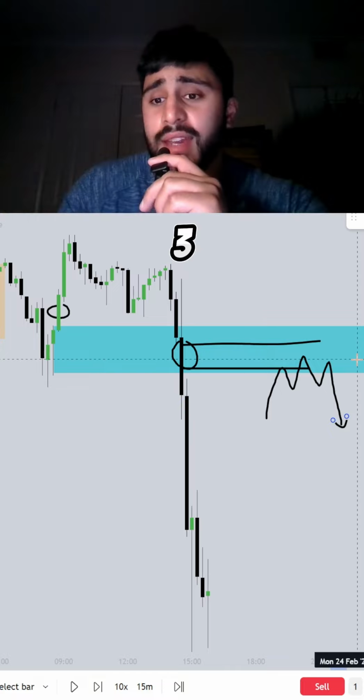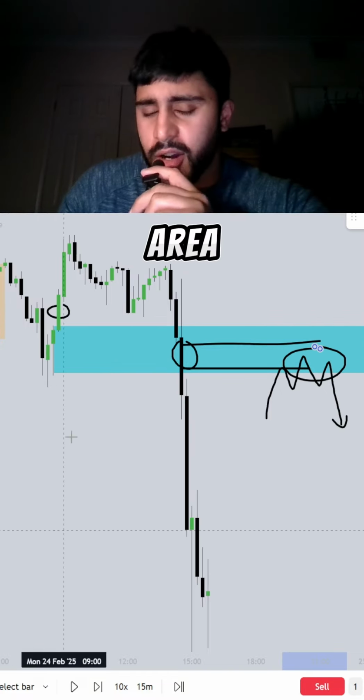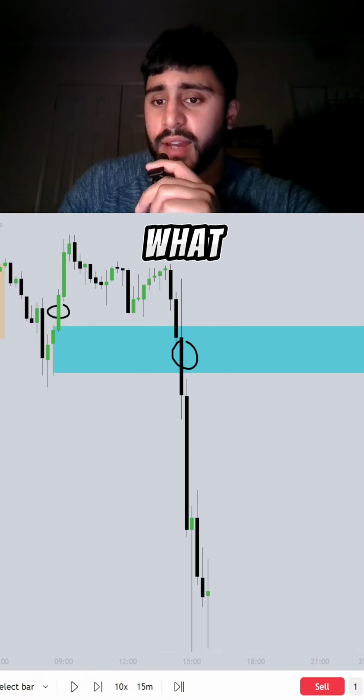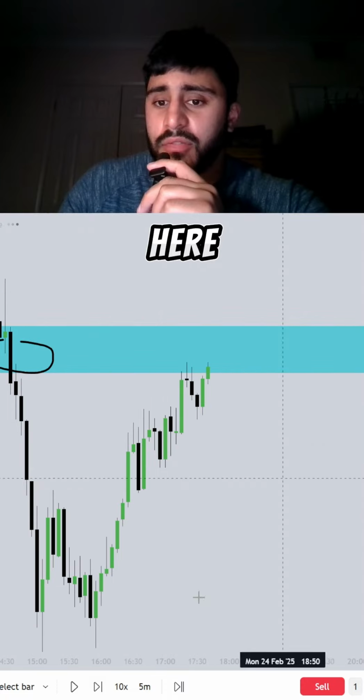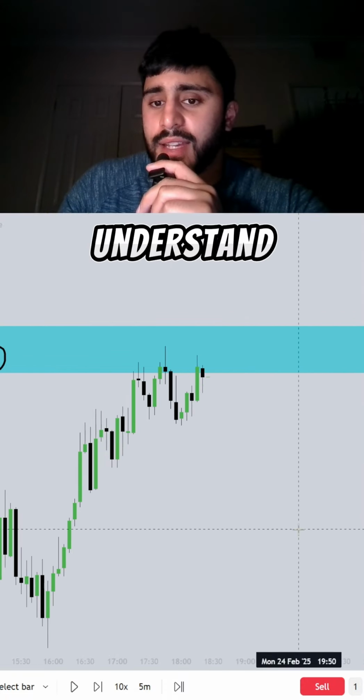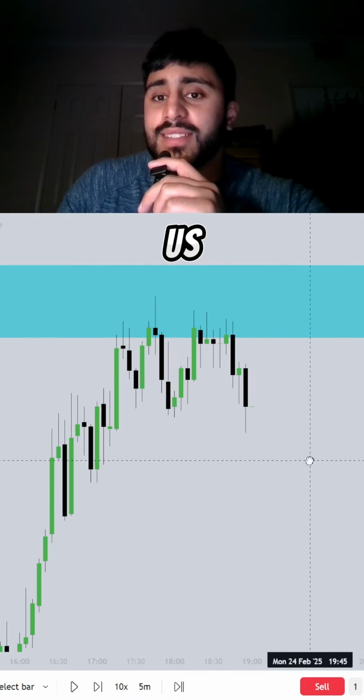And step 3 is looking for price and the aggressive buyers in this area, right? So let's continue to play price on and see what we end up getting. Price ends up coming into this area, and now it is here on the 5-minute time frame that we understand the interaction between buyers and the sellers, right? This is what gives us our CISD.